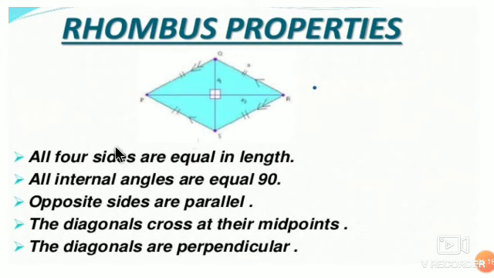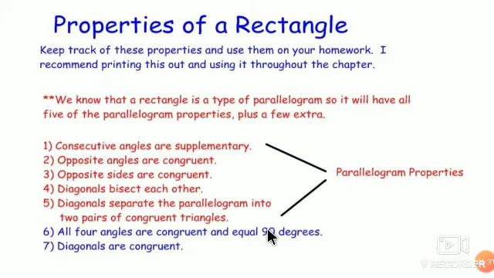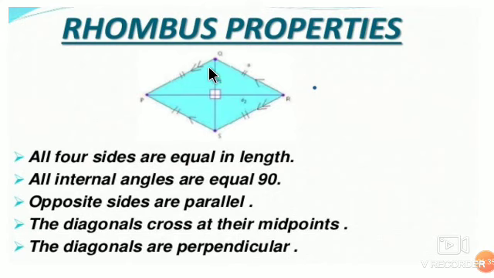Rhombus: all four sides are equal in length, opposite sides are parallel, the diagonals cross at their midpoints. It means diagonals bisect each other, means it divides each other into two equal parts, and the diagonals are perpendicular, means at the intersection point a right angle is formed here.